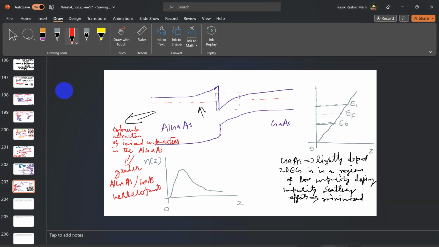So I will just draw the band diagram here for that type of heterojunction, and I will move this to the other side, and Z. This is the distribution of the electron density in the Z direction. So I was saying that we can use the graded aluminum gallium arsenide heterojunction, which will look like this.